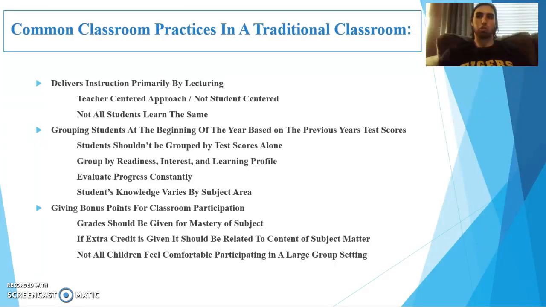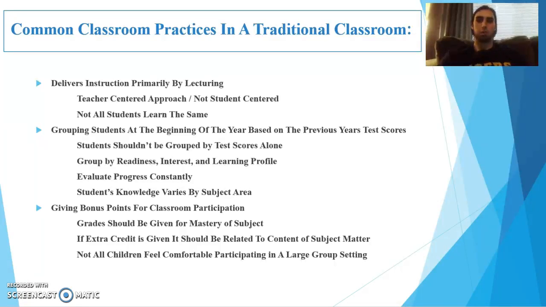The second practice is grouping students at the beginning of the year based on the previous year's achievement test scores. Students shouldn't be grouped by achievement scores only. In a differentiated classroom, students should be grouped by their readiness, interest, and learning profile. Students in a differentiated classroom should be evaluated consistently, not just grouped based on how well they performed the previous school year. Lastly, students' knowledge and skill level may vary by subject matter. Therefore, a student may need to be grouped differently depending upon the subject matter being taught. Again, these groupings may change throughout the year depending upon continual evaluations.